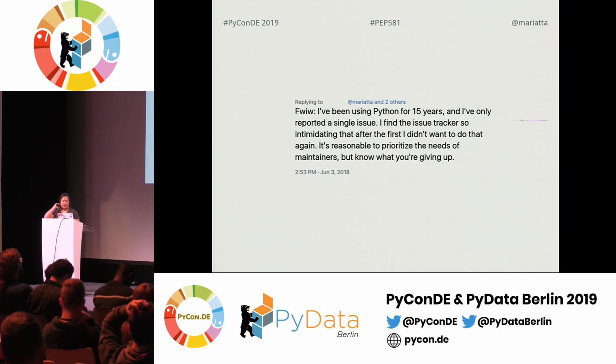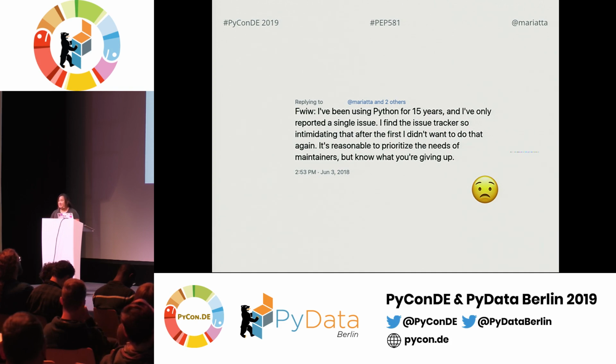And part of the motivation is that from time to time I hear from people that they find the current issue tracker so intimidating that they don't want to use it. And this is not the only person who said this. I've heard this from lots of people. This is a more recent example. People are reluctant to file issues on our bug tracker.